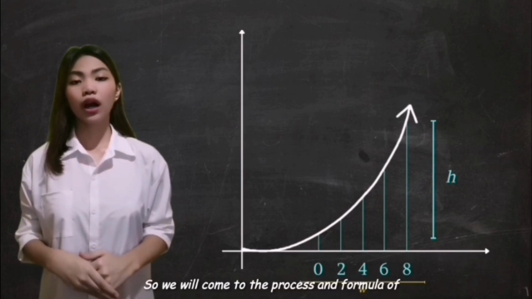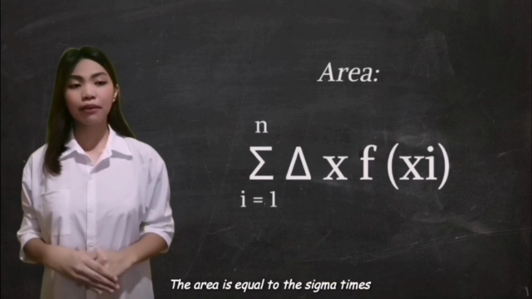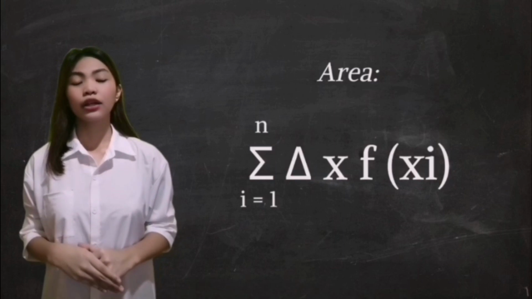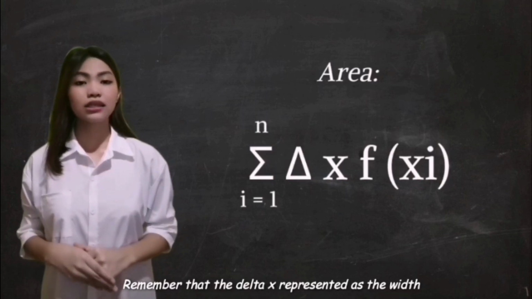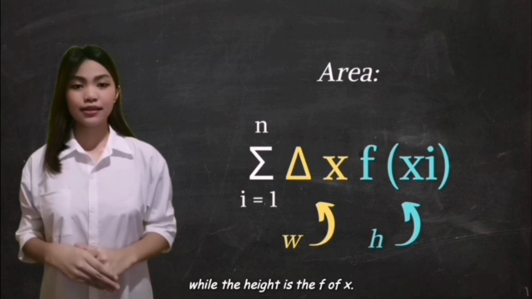So we will come to the process and formula. The area is equal to the sigma of delta x times f of x sub i. Remember that delta x is represented as the width, while the height is the f of x.